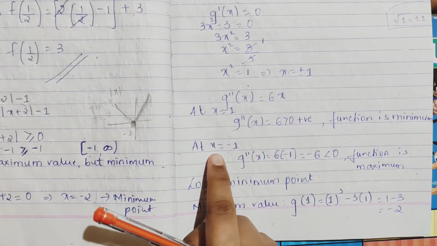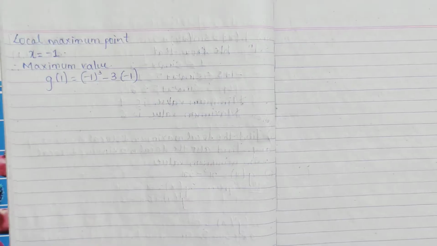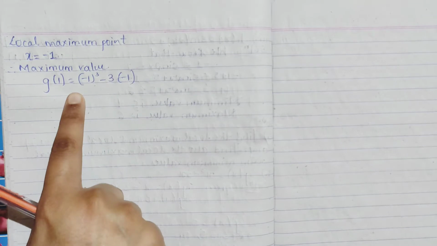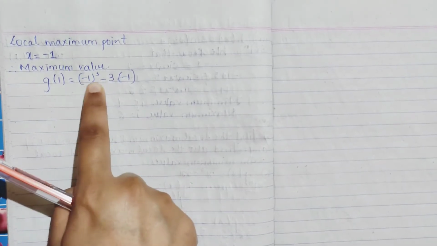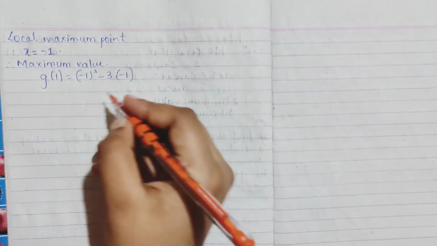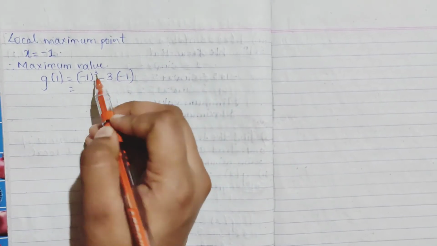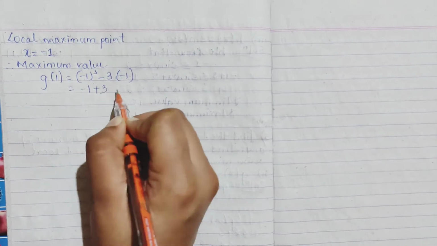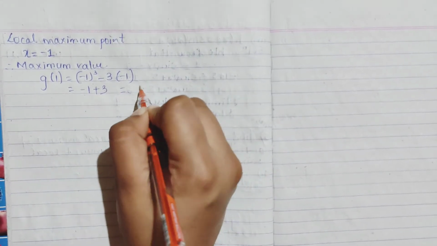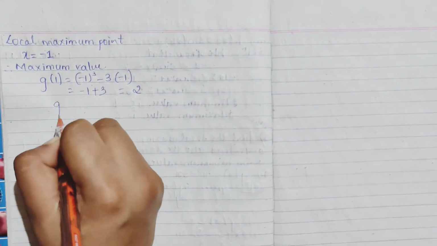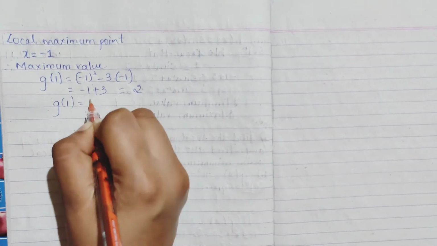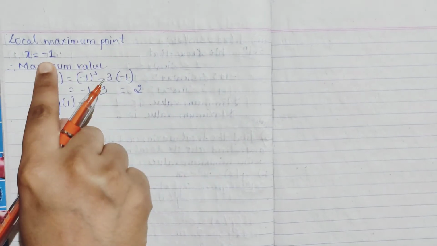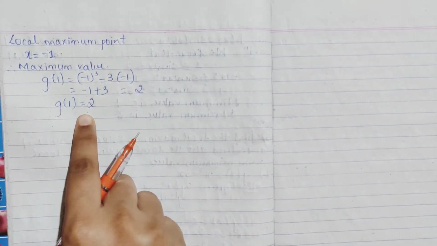Now when x is equal to minus 1, the local maximum point is at x is equal to minus 1. So the maximum value will be g of minus 1 is equal to minus 1 cube minus 3 into minus 1. So we get minus 1 cube is minus 1, minus minus becomes plus, 3 ones are 3. So minus 1 plus 3 is 2. So what value are you getting? 2. So when the maximum point is minus 1, your maximum value is 2.